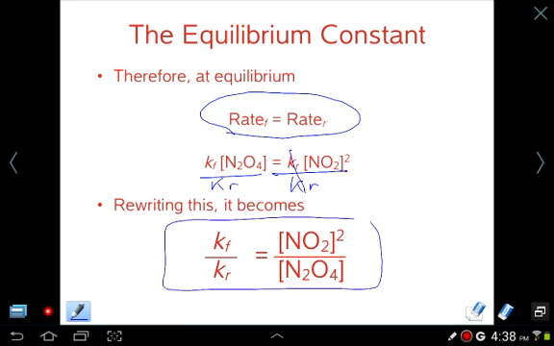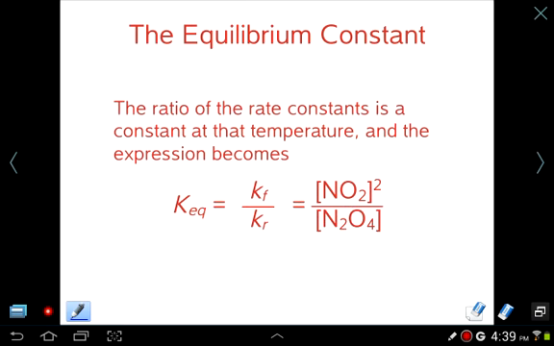So we get a ratio of the two concentrations. These are the product concentrations, and these in the denominator are the reactant concentrations. And these two concentrations then define the equilibrium constant. So usually this is depicted with a capital K, with an EQ for the subscript, and it is really the ratio of products over reactants.